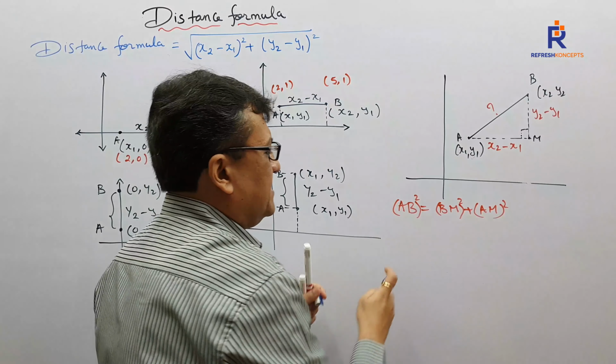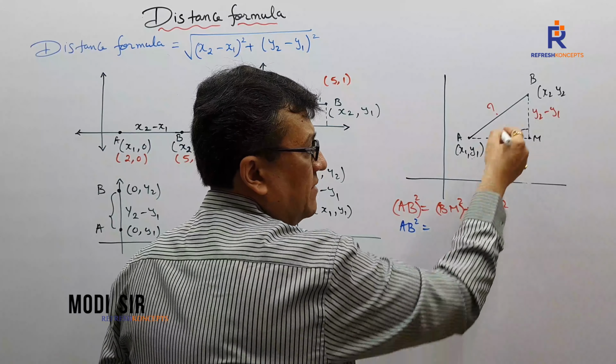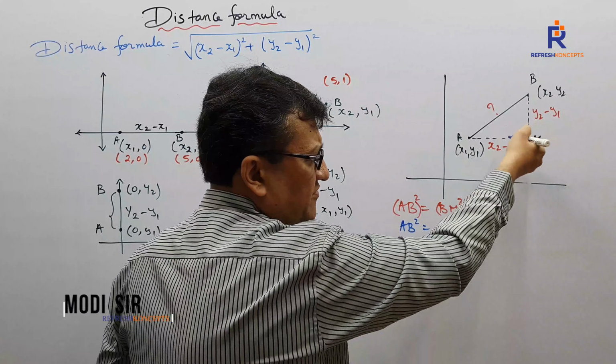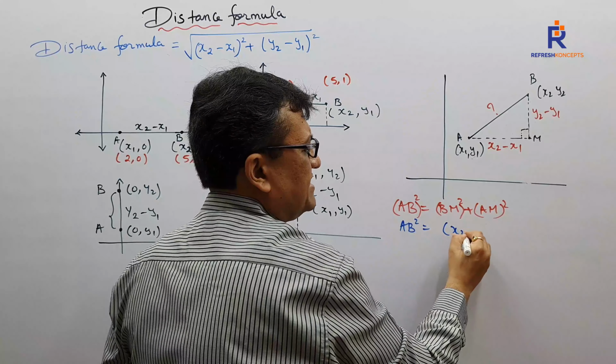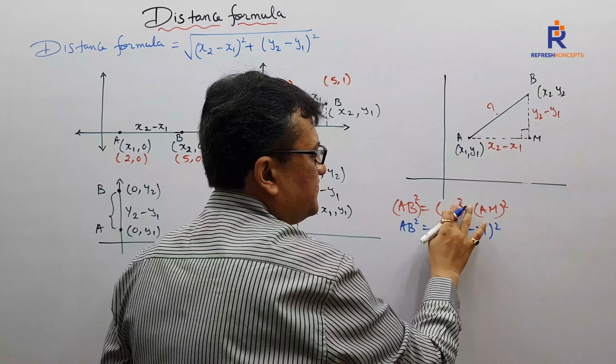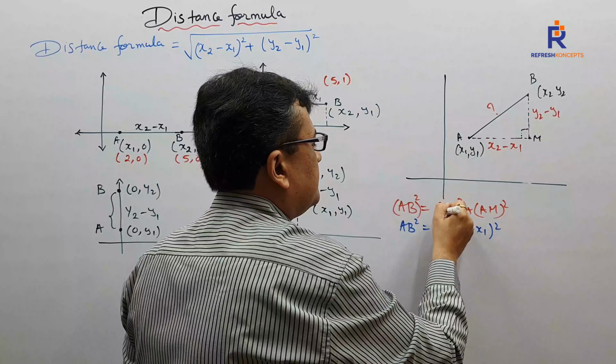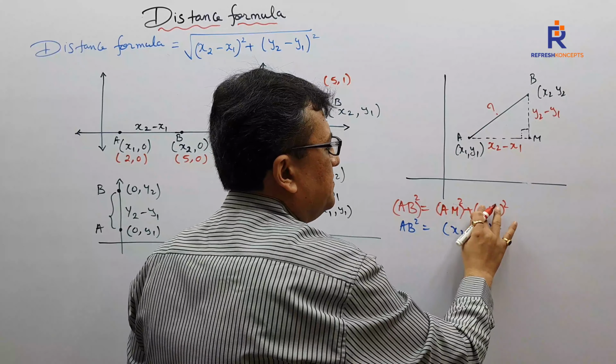So what if I say over here, AB square is BM square plus AM square. How much is BM square or AM square? First I'll take AM square. So will I say x2 minus x1 the whole square? Let me say over here AM square first, so that you get to know this is AM square and this is BM square.